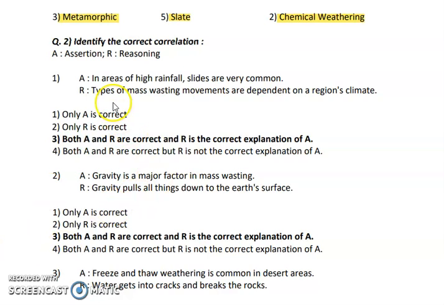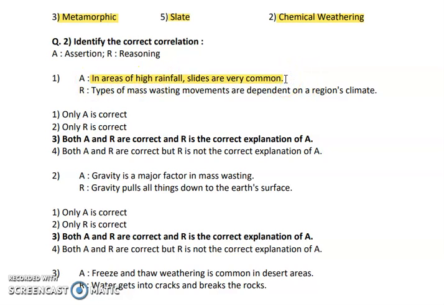Now assertion: in the areas of high rainfall these slides are very common. Yes, we all agree, where there is a lot of rainfall, landslides are very common. So this statement is a true statement. Now here, types of mass wasting movements are dependent on the regional climate. Yes, the things are going to depend on what the climate is like. So this is a totally true statement. So the final answer here will be that both the statements are true, both A and R are correct, and R is the exact explanation of A. So this is the first answer.